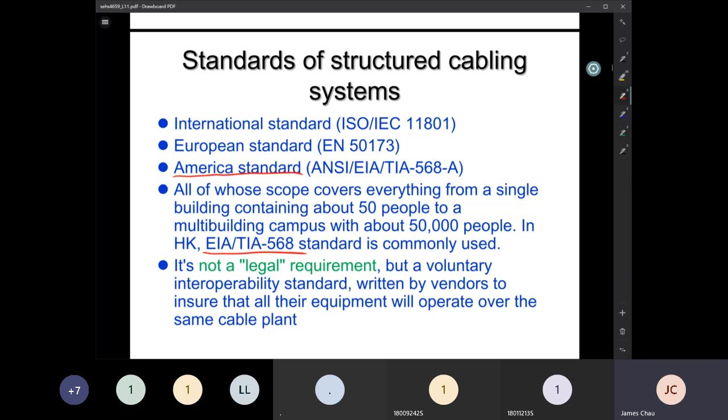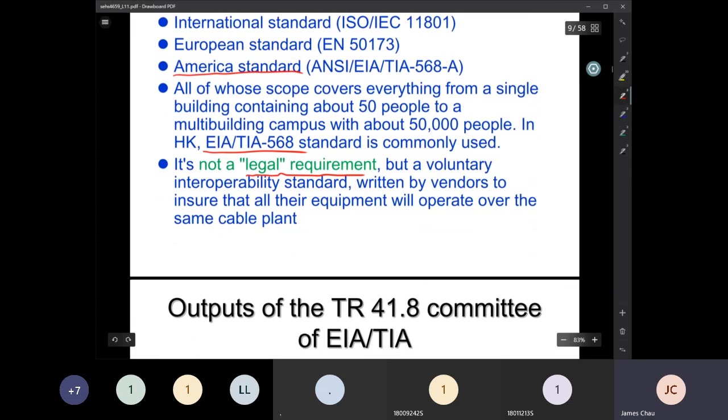Now please notice that it is not a legal requirement, but it is on a voluntary basis. If you want to make your work easier, you may follow the standard, because many vendors or suppliers use the same equipment or the connection methods suggested by the standard. Therefore, you may follow the standard.